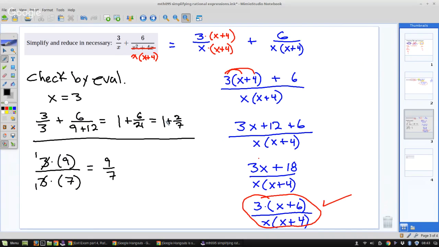Two ways to check that. One, you could combine those. One would be 7/7 plus 2/7. Yep, that's 9/7. So I found that if x equals 3, then the original expression is equal to my reduced and added expression. So I feel pretty good about my answer. I found a way to check. I have a reduced answer.